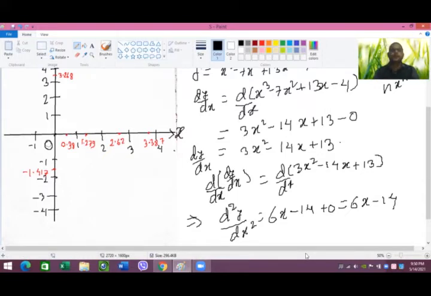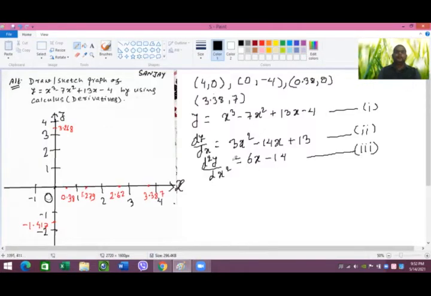So let's now gather all the information: those points, the given function, its first derivative and the second order derivative. Okay, so we have gathered all the information.